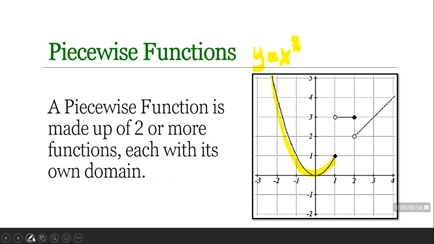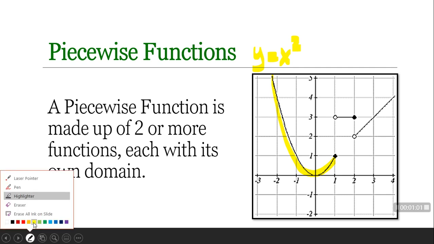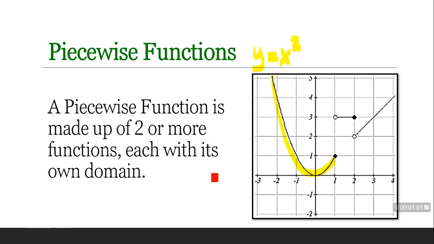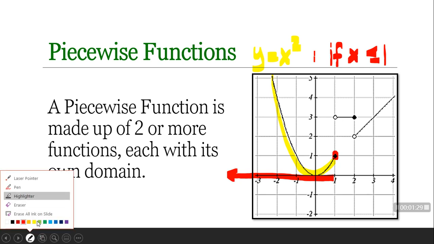Each portion of the function has its own particular domain. For this particular function, the x squared part is only drawn from negative infinity up to x equaling 1. Its domain would be when the x's are less than or equal to 1. And the reason I get to use the equal to bar is because there is a closed circle at the point (1, 1) on that function.